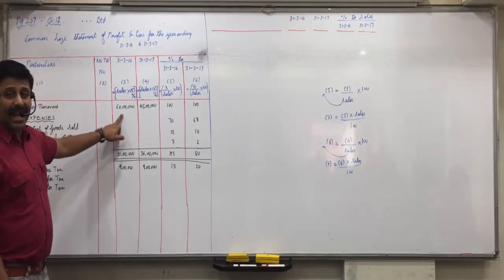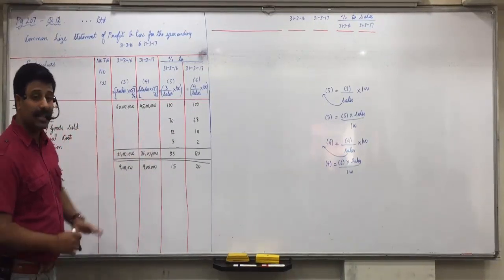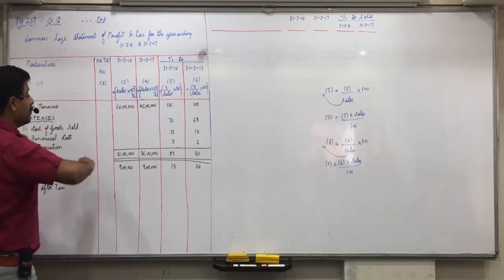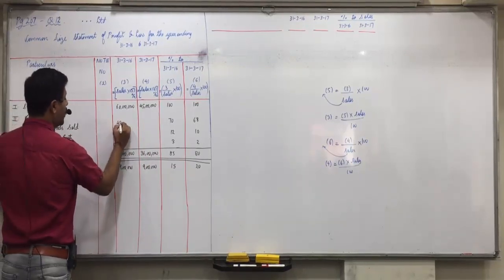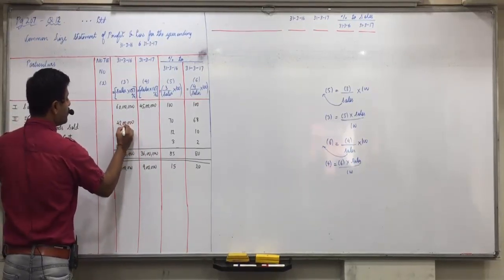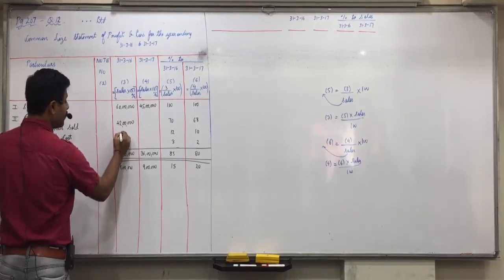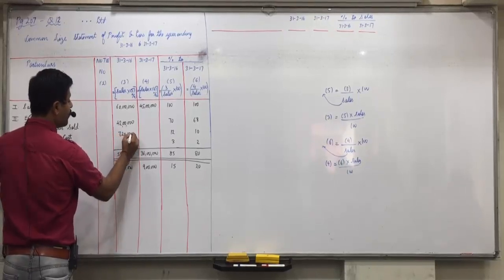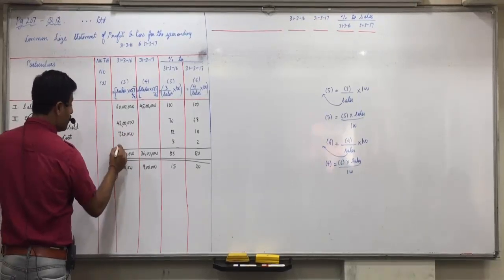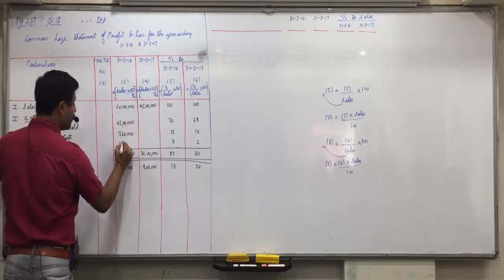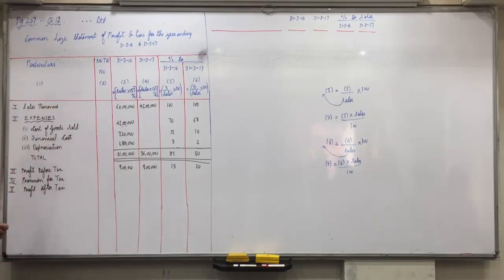Now do it. 60 lakhs into 70%, 42 lakhs. 60 lakhs into 12%, 7,20,000. 60 lakhs into 3%, 1,80,000. Any doubts in this? All are clear with it?